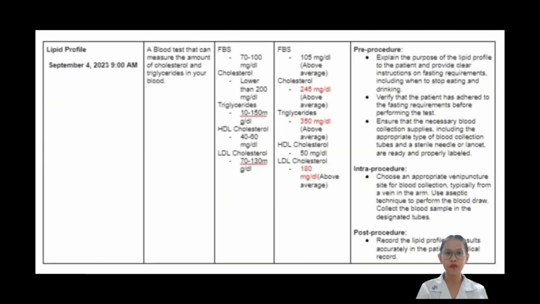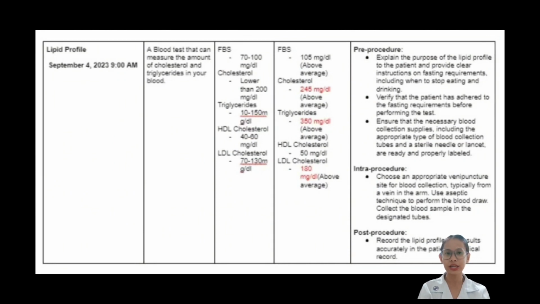For the lipid profile, which is the blood test that can measure the amount of cholesterol and the triglycerides in your blood, the result for cholesterol is 245 milligrams, which is above average. The normal range for this is lower than 200 milligrams.